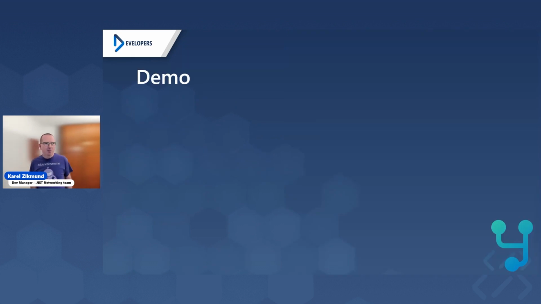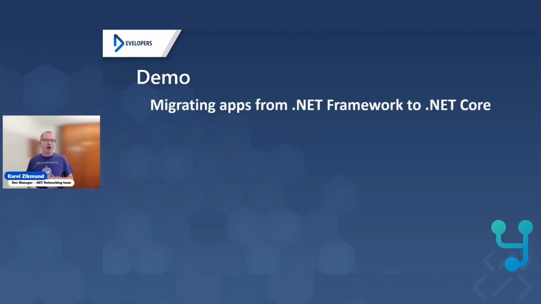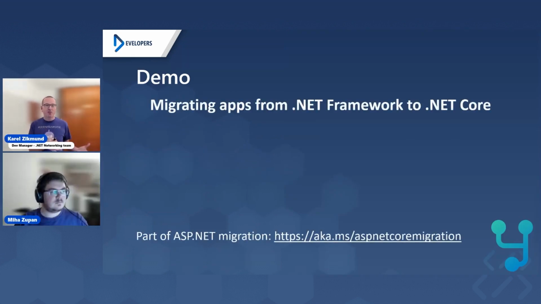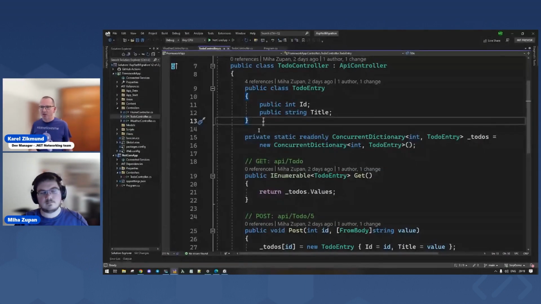And with that, we're gonna head to the second demo, which is about migrating applications from .NET Framework to .NET Core. It's part of the larger ASP.NET migration. You can see the link below. And Miha is gonna walk you through the demo. So if we can switch to Miha's desktop screen, he will talk about the rest.